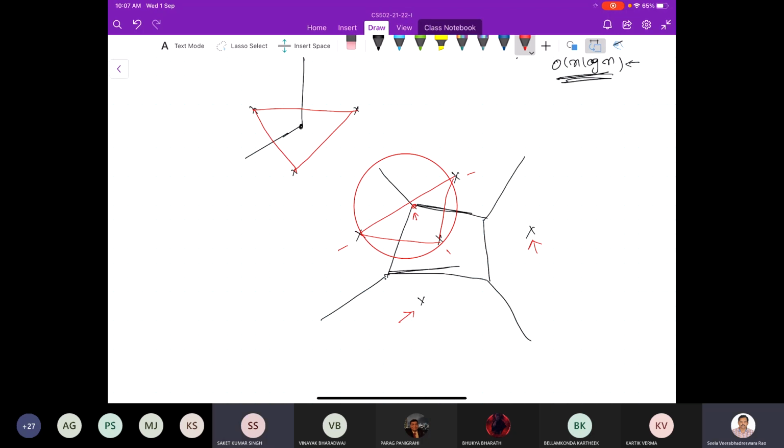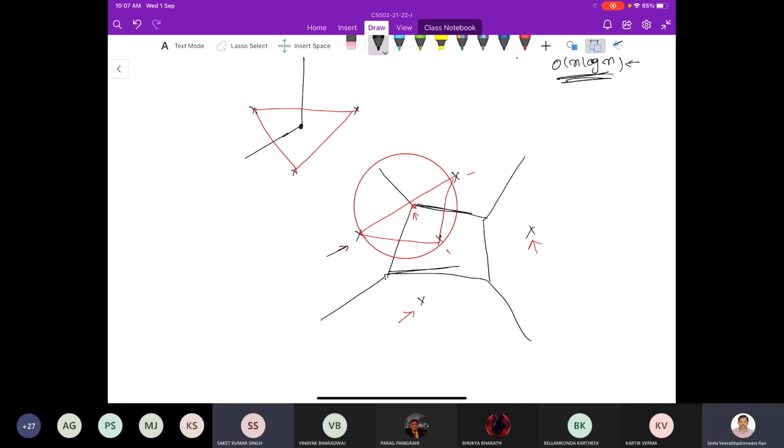Excuse me, sir. I have a doubt, not regarding the point which you said, but regarding the construction. Why didn't we take the perpendicular bisector of the leftmost and rightmost points, like the triangle made by the topmost, leftmost, and rightmost points?